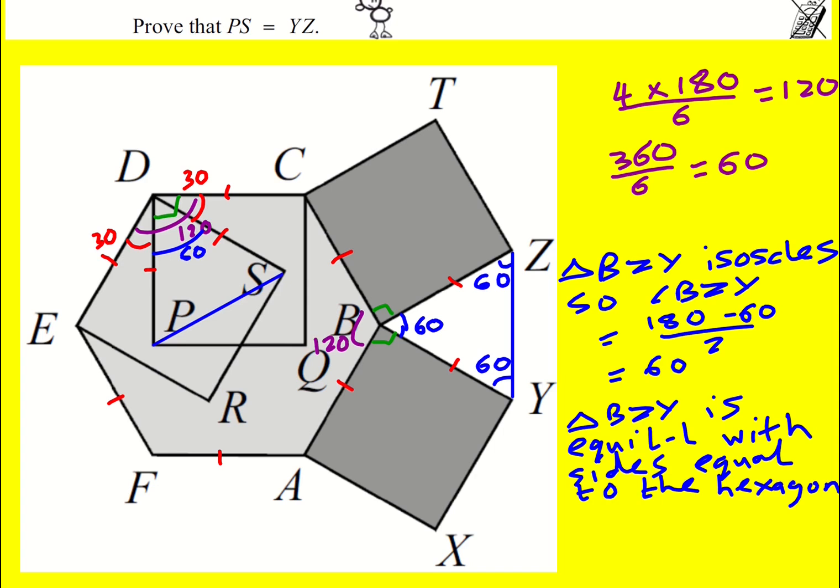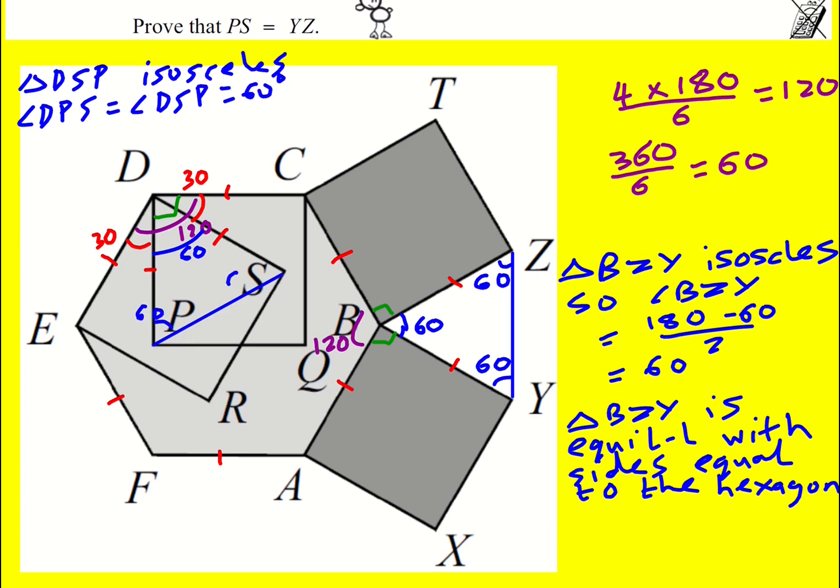It must be that, well, we've got the triangle DSP is isosceles. So for the same reasons, angle DPS is going to equal angle DSP, and they're also going to be 60 degrees. And therefore, triangle DPS is equilateral with sides also equal to the hexagon.